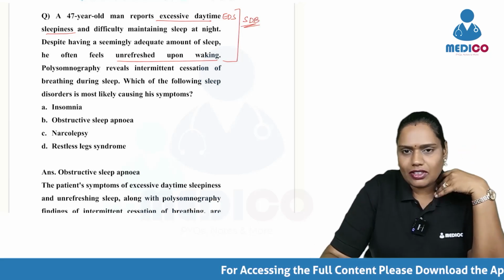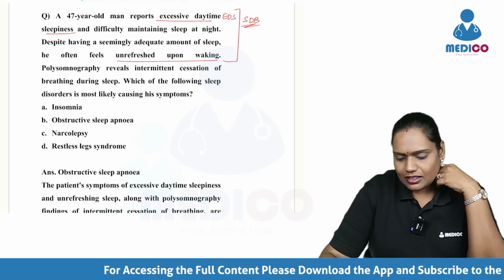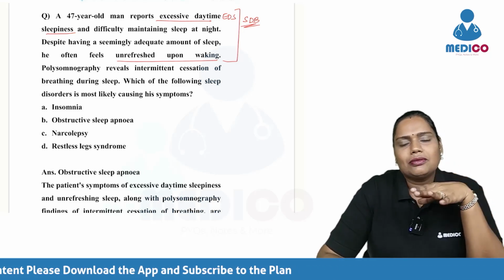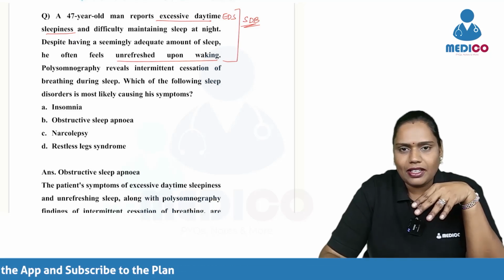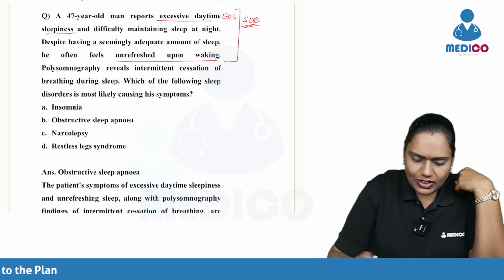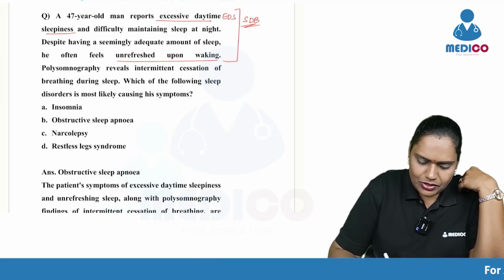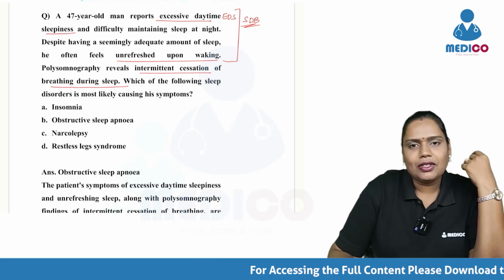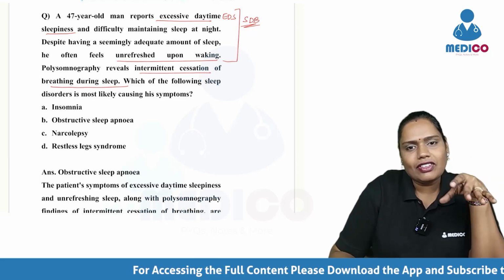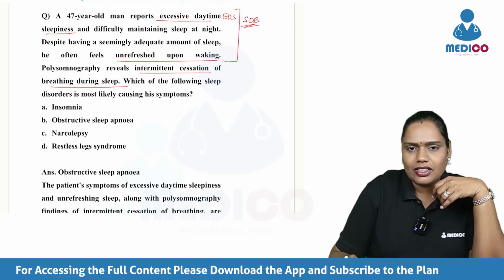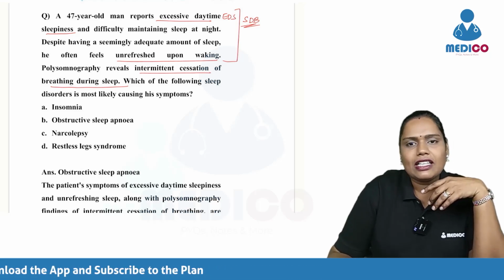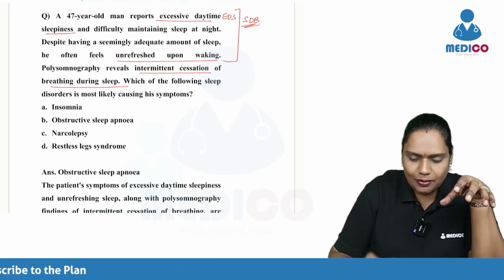Different types of sleep disordered breathing are there. The clinical scenario which is being shown here is mainly pointing towards sleep apnea. Okay, so let us see what else are they giving. A polysomnography reveals intermittent cessation of breathing during sleep. So now polysomnography is the definitive test to confirm obstructive sleep apnea. So in polysomnography, intermittent cessation of breathing, basically what they are telling, apneic episodes are happening.